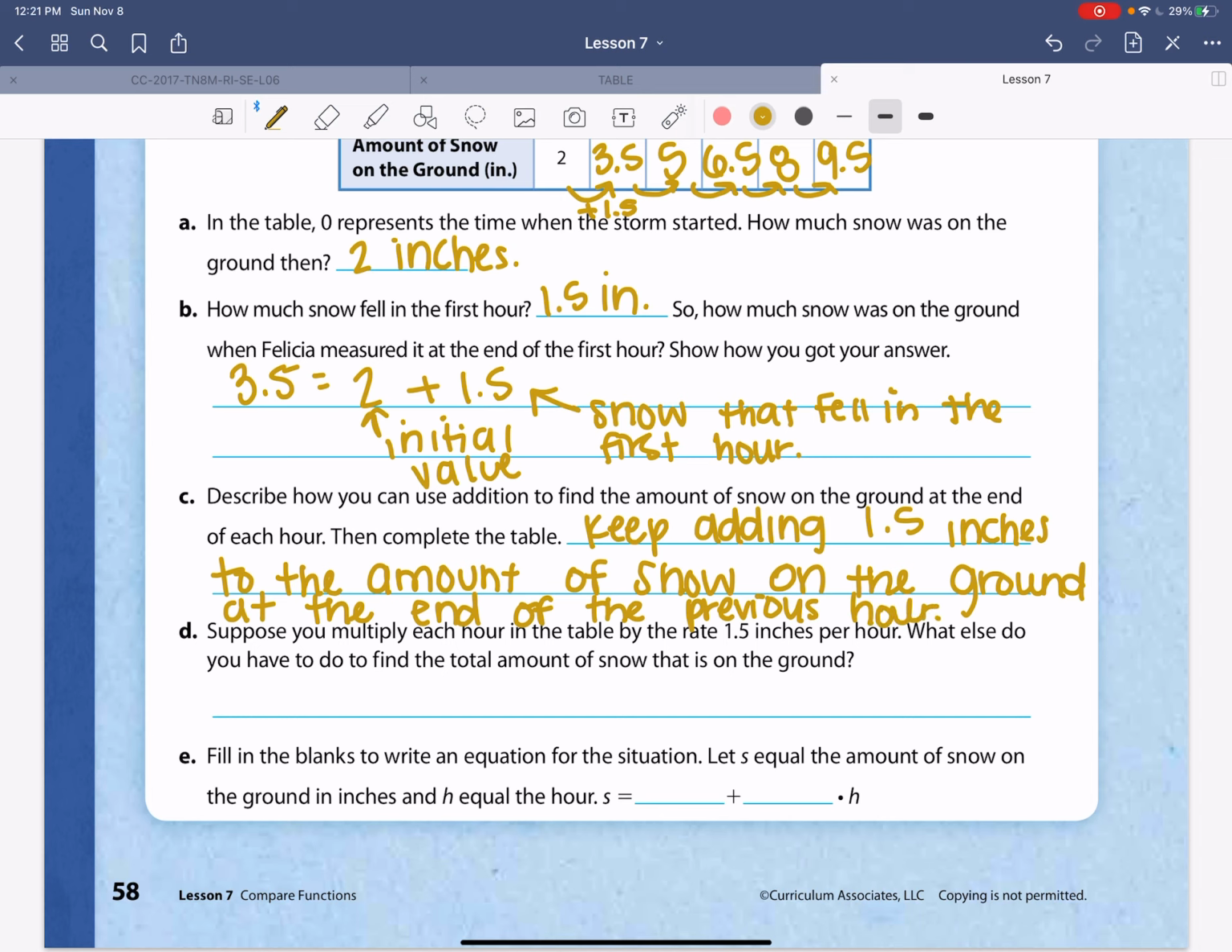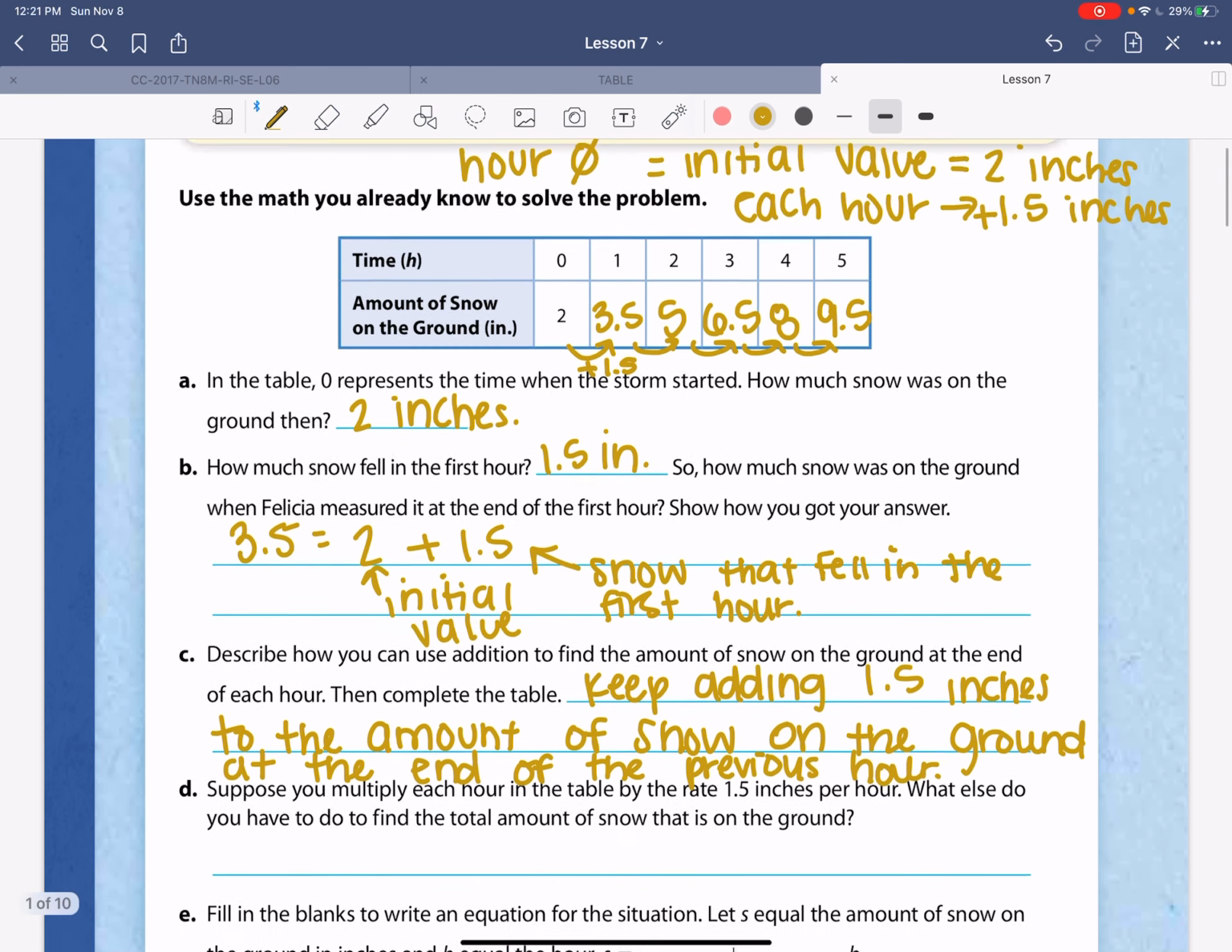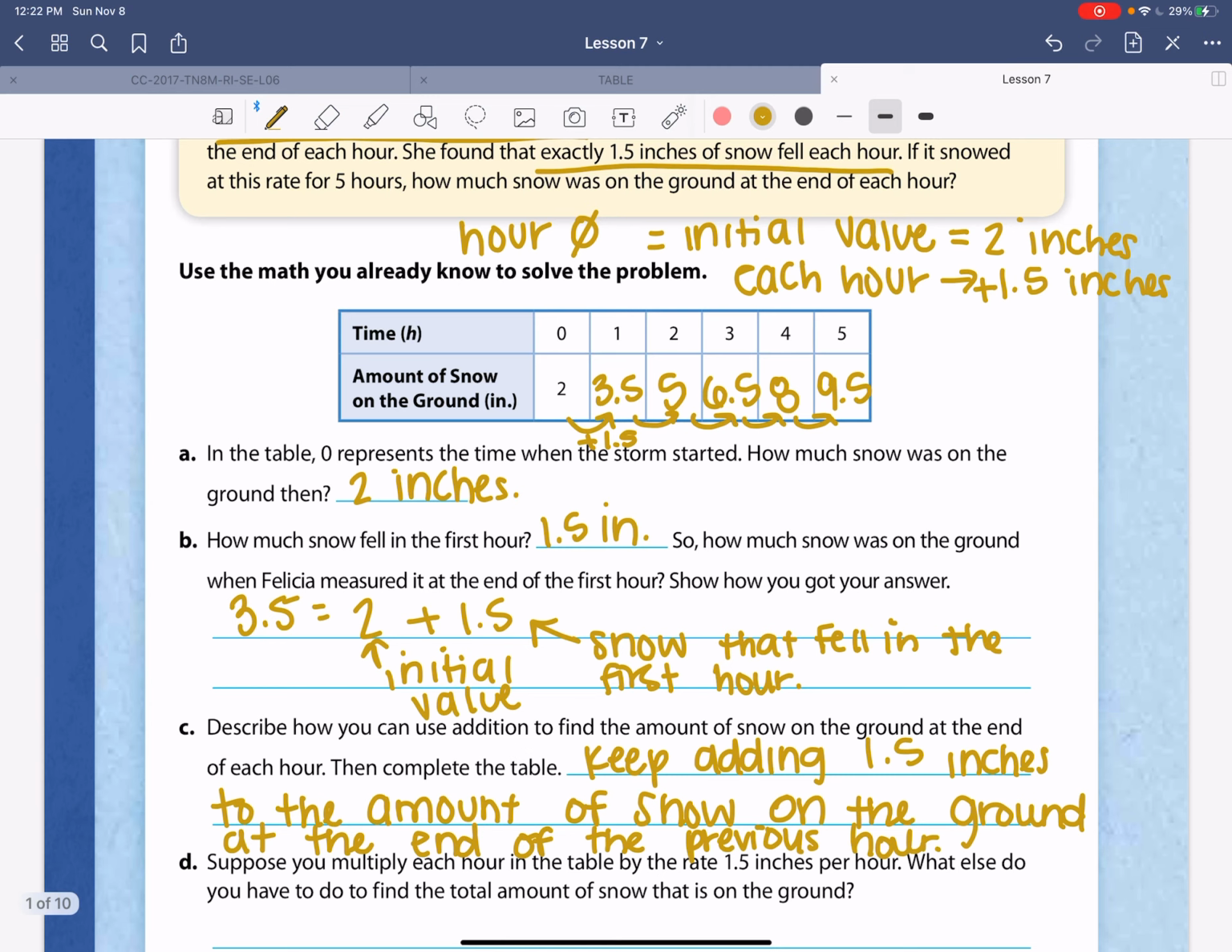All right, and we'll move on to D. Suppose you multiply each hour in the table by the rate, 1.5 inches per hour. What else do you have to do to find the total amount of snow that's on the ground? So if we multiplied the hours by 1.5, if I did 1 times 1.5, I'm going to get my 1.5, right? If I do 2 times 1.5, I'm going to get 3. Well, if I'm looking at my table, for 1, it's supposed to equal 3.5. And for 2, it's supposed to equal 5.